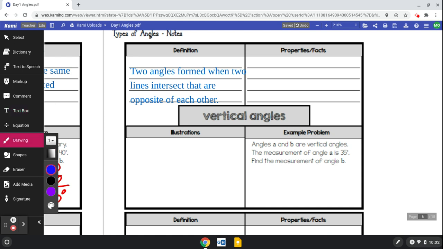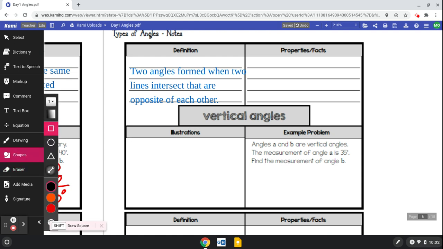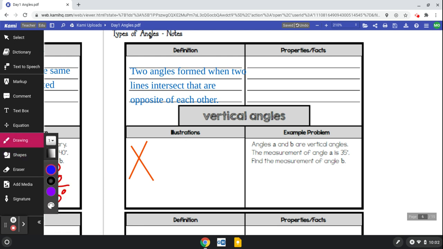Okay, so when it talks about two lines that are intersected, it's two straight lines. So here's one line here. I'm going to use the actual line tool. You guys know you can draw lines, right? Okay, so I have a line here, and I have a line here. All right. These two angles here, they are equal to each other. Okay, so we would say angle A equals angle B. They're the same measurement.